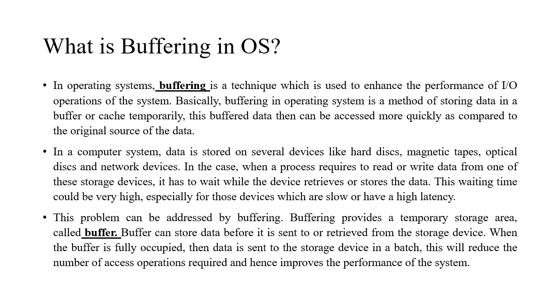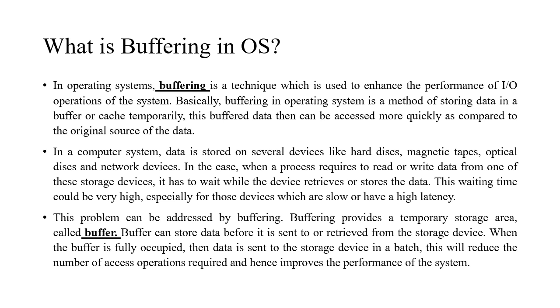In a computer system, data is stored on several devices like hard disks, magnetic tapes, optical disks, and network devices. When a process needs to read or write data from one of these storage devices, it has to wait while the device retrieves or stores the data. This waiting time could be very high, especially for devices which are slow or have high latency.